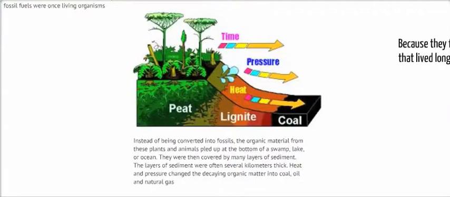So to go back here to the picture, it says, instead of being converted into fossils, the organic material from these plants and animals built up at the bottom of swamps, lakes, or oceans, and then they were covered by many layers of sediment. The layers of sediment were often several kilometers thick, and heat and pressure changed the decaying organic matter into coal, oil, and natural gas.